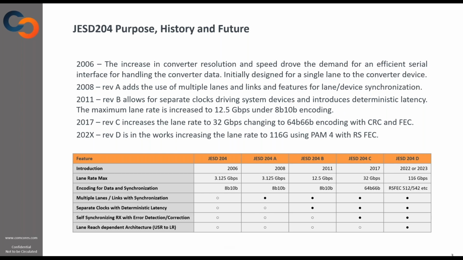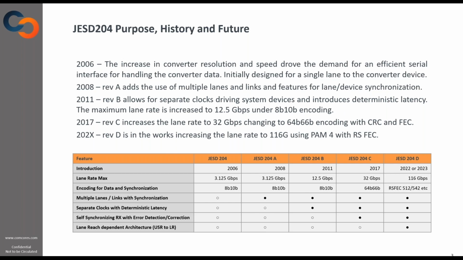The standard quickly got a revision called the A revision, when multiple lanes were introduced with link synchronization. Initially, it was a single lane talking to a converter device. Then the B standard increased the speed, still keeping the 8b/10b encoding, up to 12.5 gigs, and separated the clock domains between the RX and TX devices, and introduced something called deterministic latency, which we'll be talking about later in the presentation.